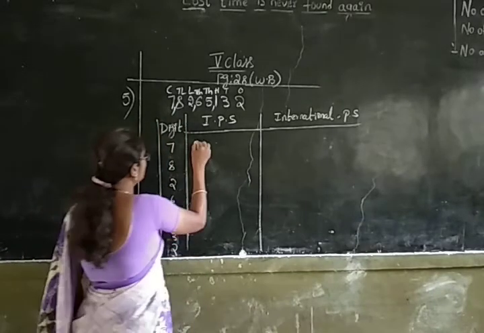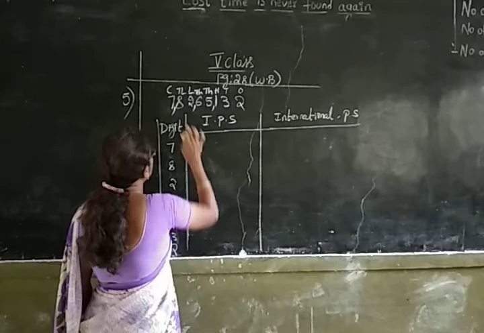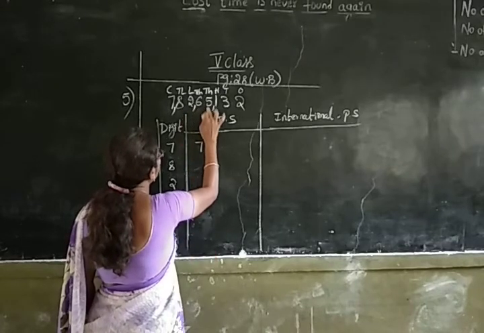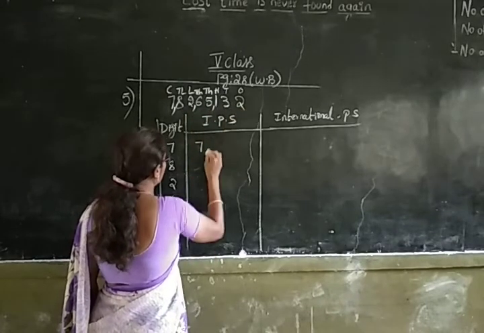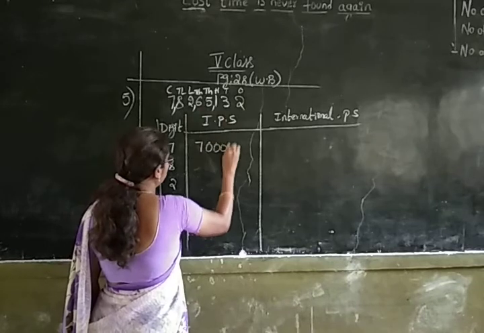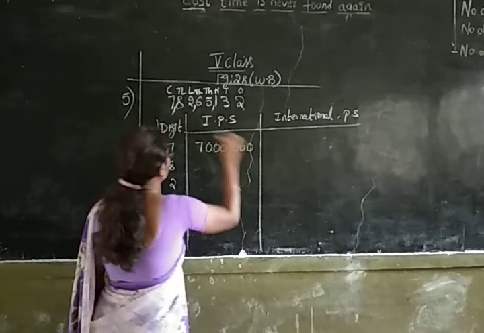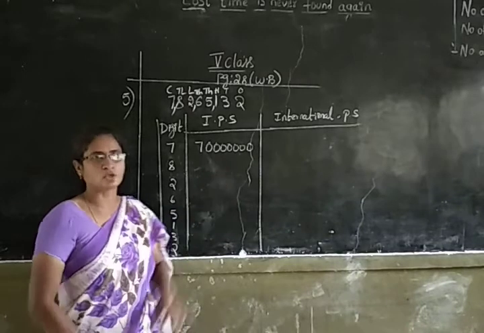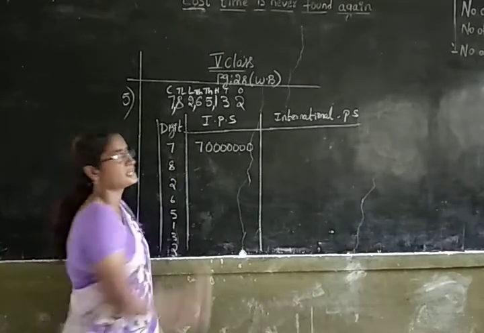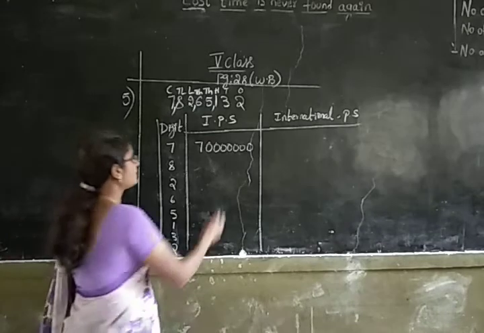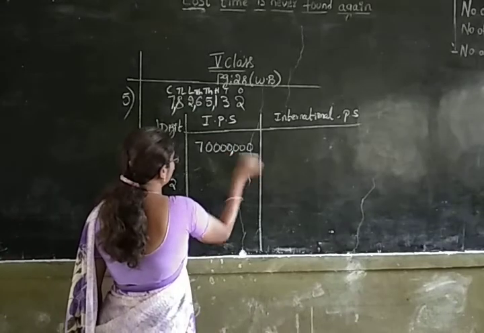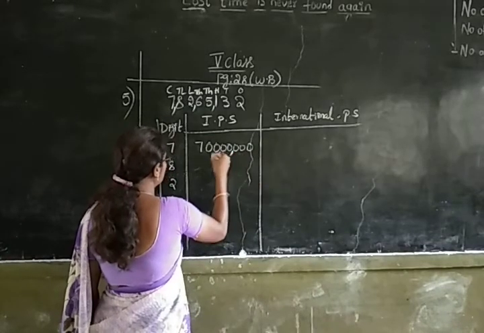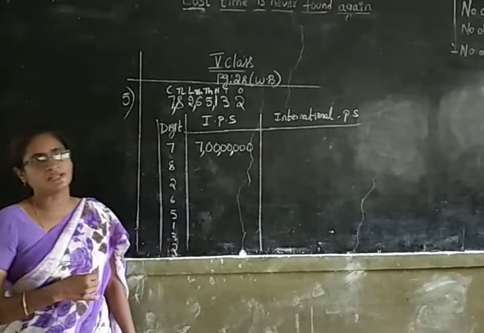So you have to place how many zeros? 1, 2, 3, 4, 5, 6, 7. 7 is in crores place. Its place value is 7 crores. Okay children. After that you have to place the commas according to the Indian place value system.